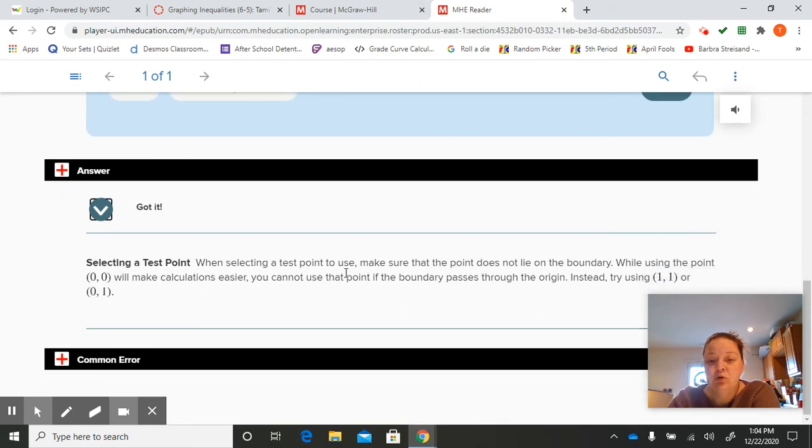When selecting a test point to use, make sure that the point does not lie on the boundary, right? Don't pick something that's on the line, whether it is dashed or solid. Make sure it's off of the line.